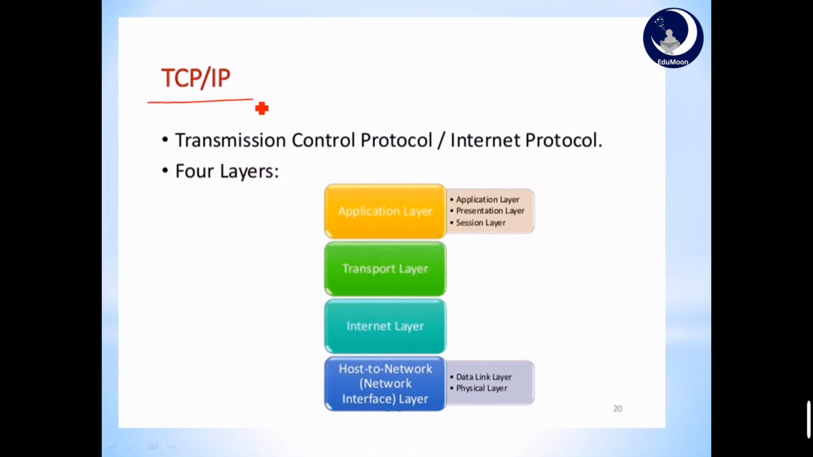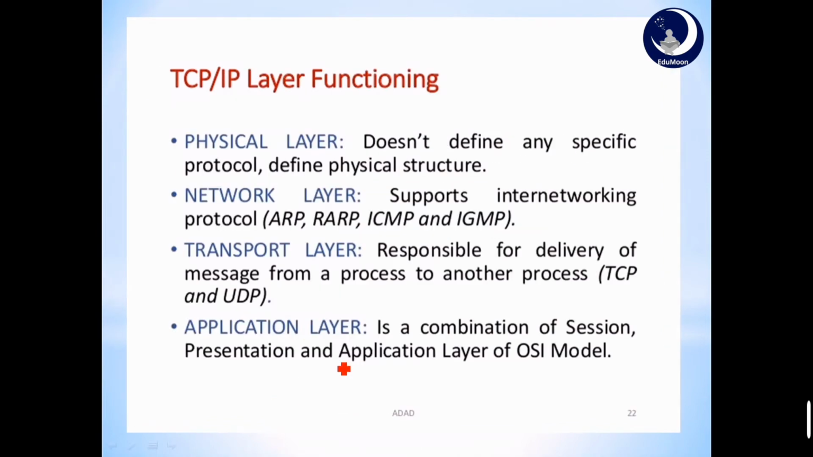The full form is Transmission Control Protocol, and IP is Internet Protocol. It consists of 4 layers. The 4 layers are application layer, transport layer, internet layer, and host to network layer. The functions of the TCP/IP layers: the physical layer does not have any specific protocol like in the OSI model, and the network layer, in a similar way, supports protocols like ICMP, IGMP, and so on.